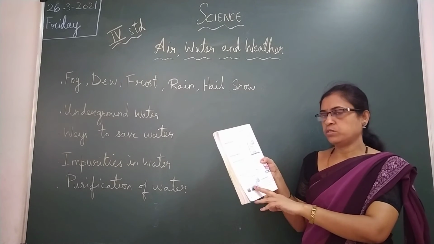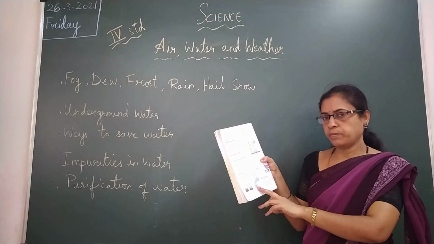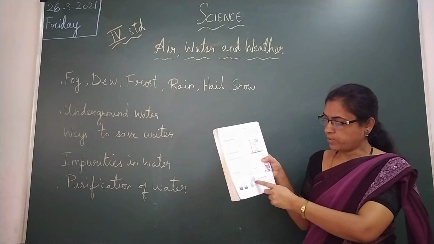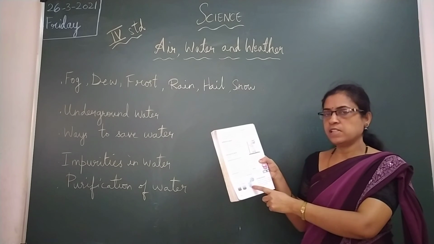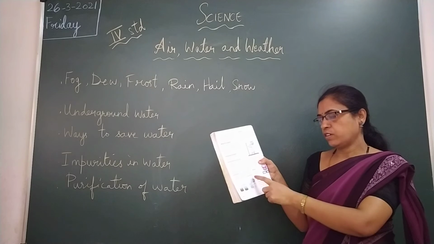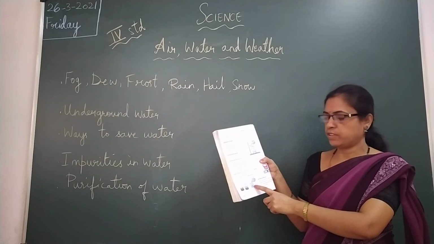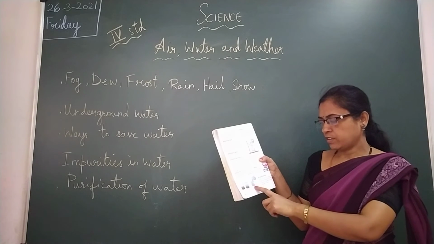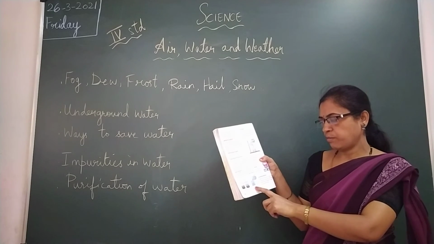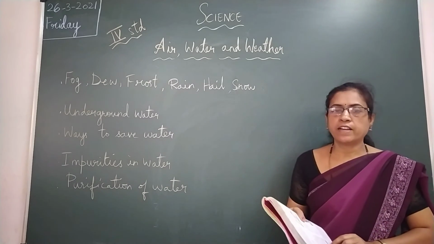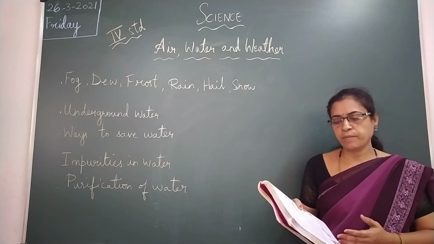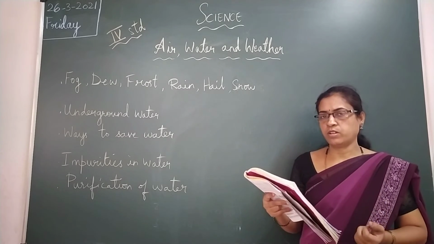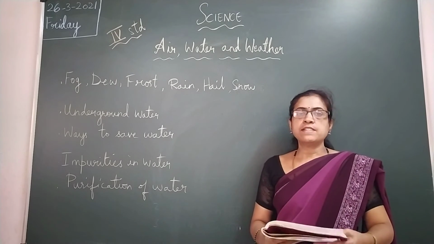Now pour the water into another beaker with the help of a glass rod. You can see the insoluble impurities here. Without disturbing the settled impurities, pour the water into another beaker using the glass rod. You can see the clean water is collected in another beaker here. This is called decantation. This is one method to purify the water, children.